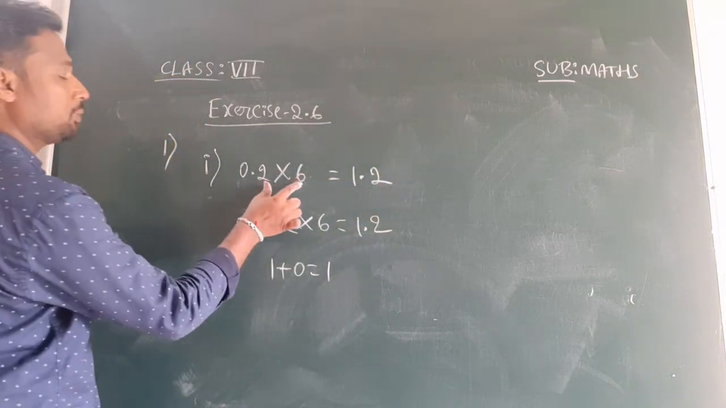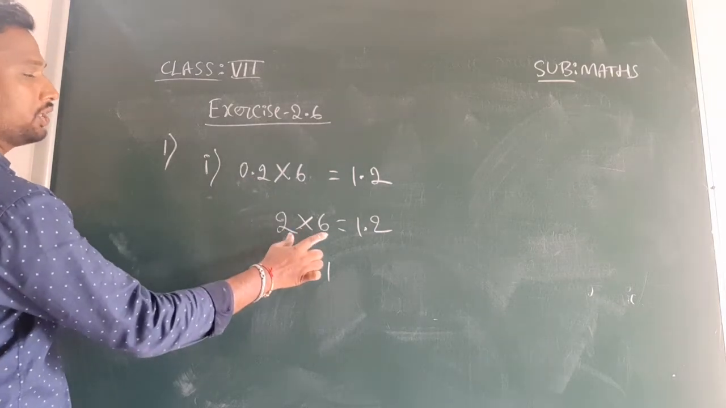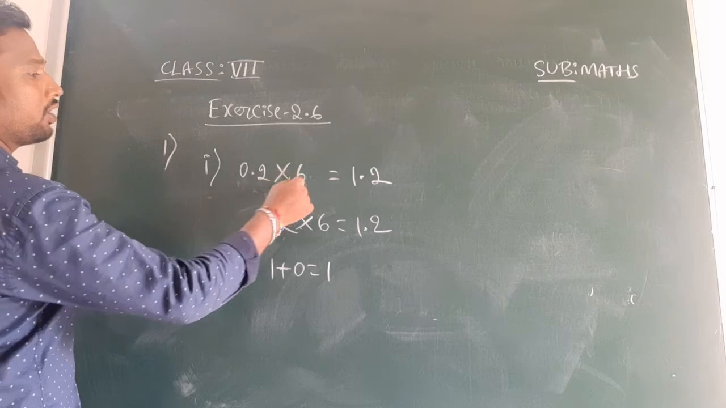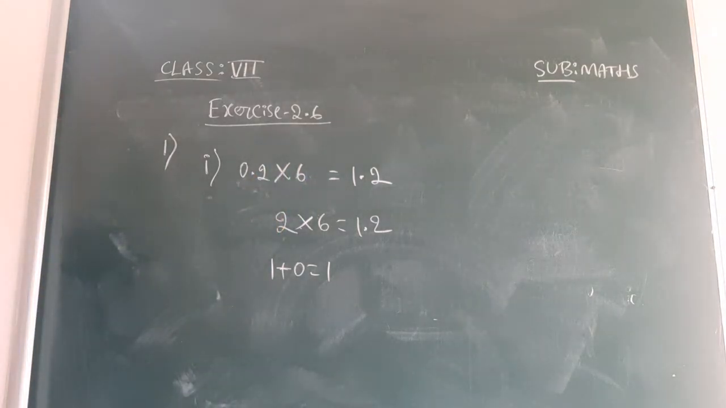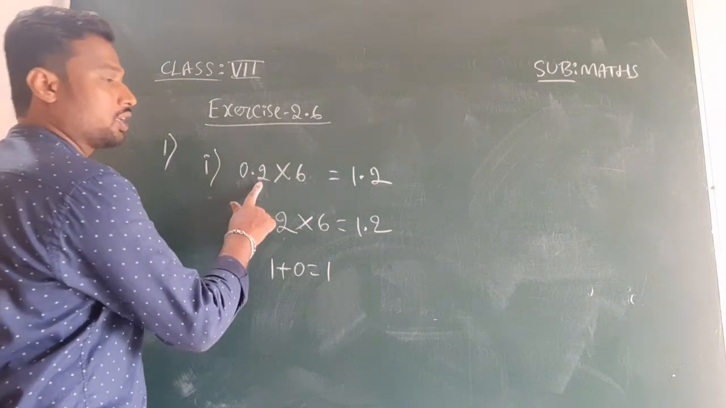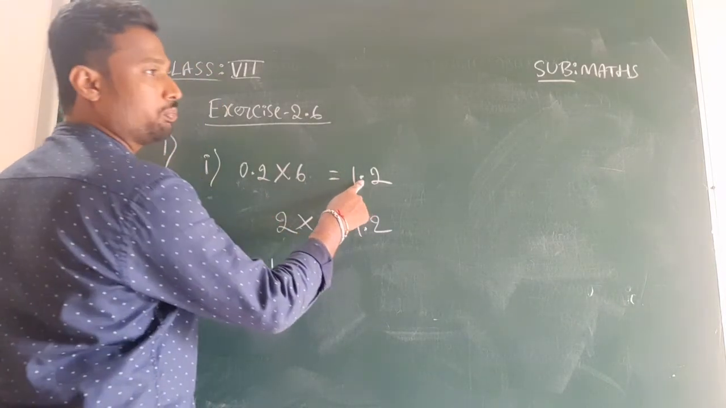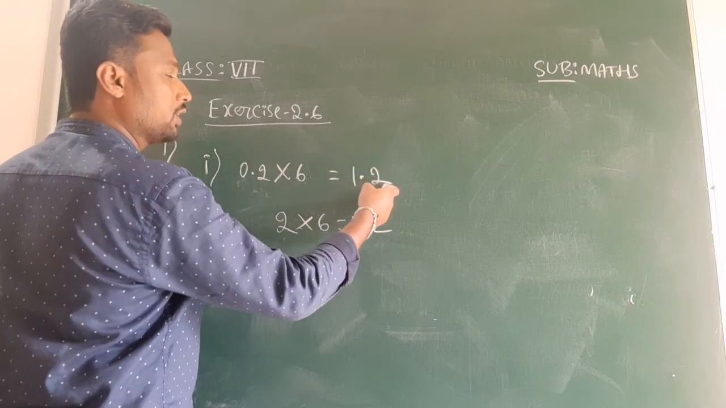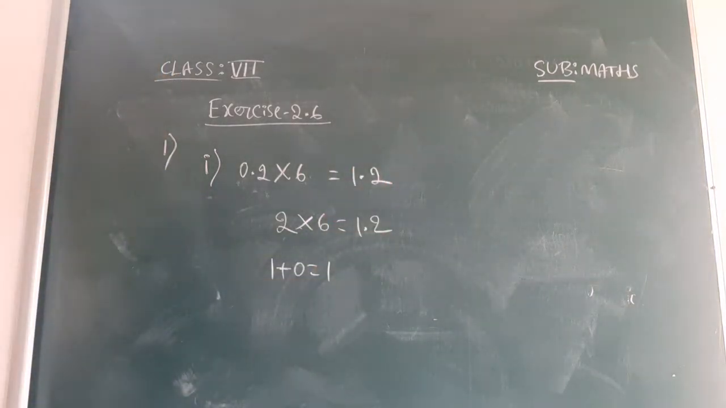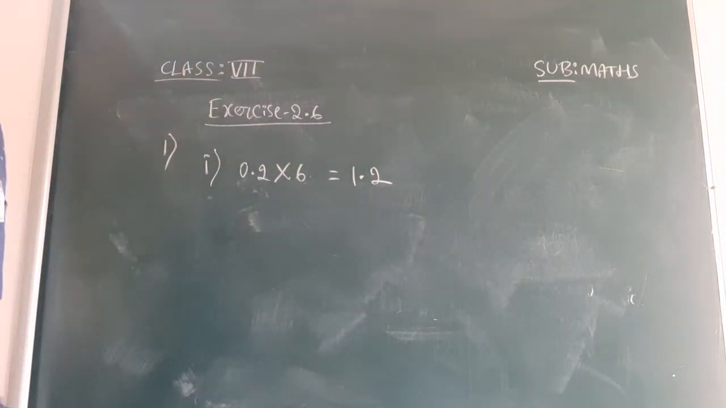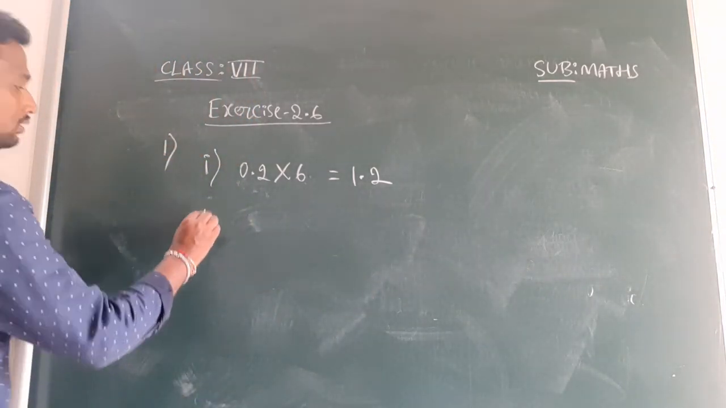Just what you have to do here, just multiply without considering the decimal point. So you get the answer. Then count how many digits you have after the decimal point. Here we have only one digit after the decimal point in both the numbers. So here I will place the decimal point in such a way that in the answer after the decimal point I should get only one digit.